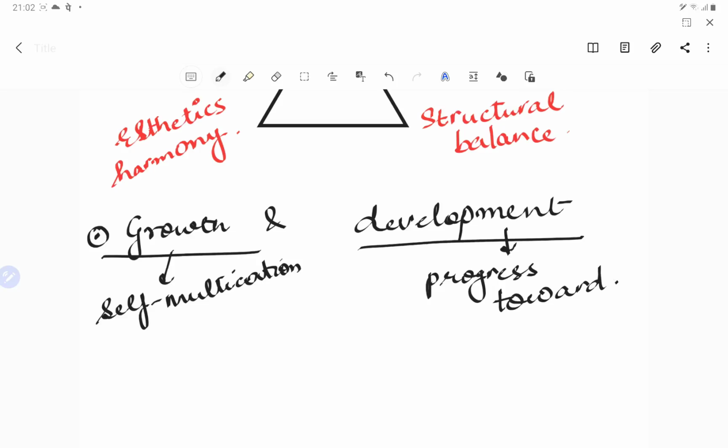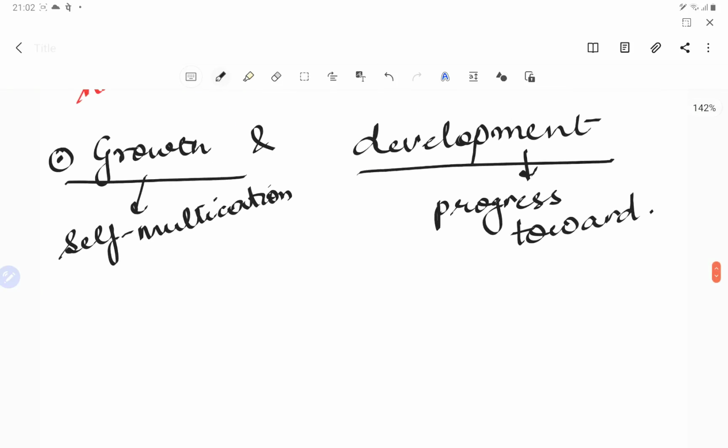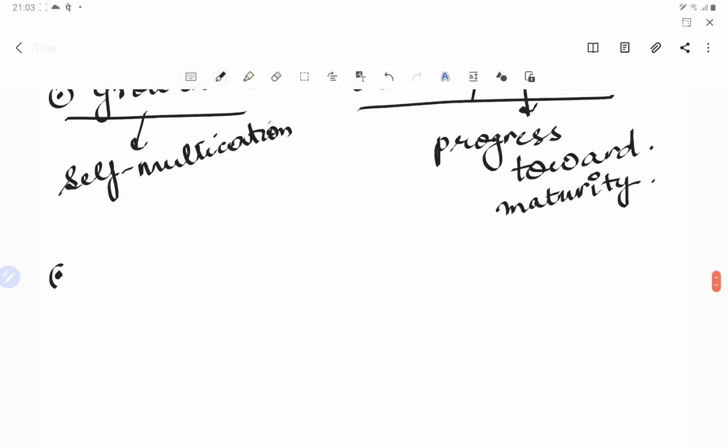So what do we mean by growth? Growth means there is an increase in the size and structure of that particular tissue, and development is towards maturity. It doesn't mean that it is going to increase in size. So this is the difference between growth and development.